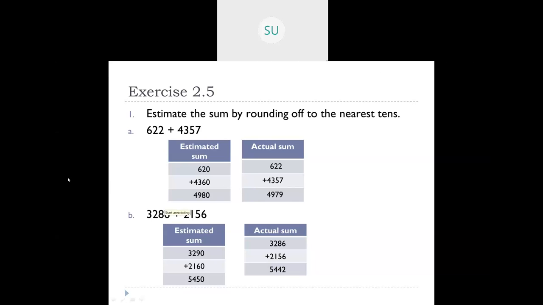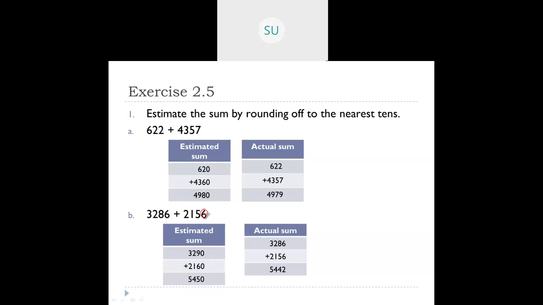Now, this 6, when you round, the 6 is greater than 5. So, since the 6 is greater than 5, we'll add 1 to 8. So when you add 1 to 8, it becomes 9, and the 6 is replaced by 0. Okay, the 6 is replaced by 0. So that becomes 3290, and then 2156. Now in the 1's place I have 6, and in the 10's place I have 5.